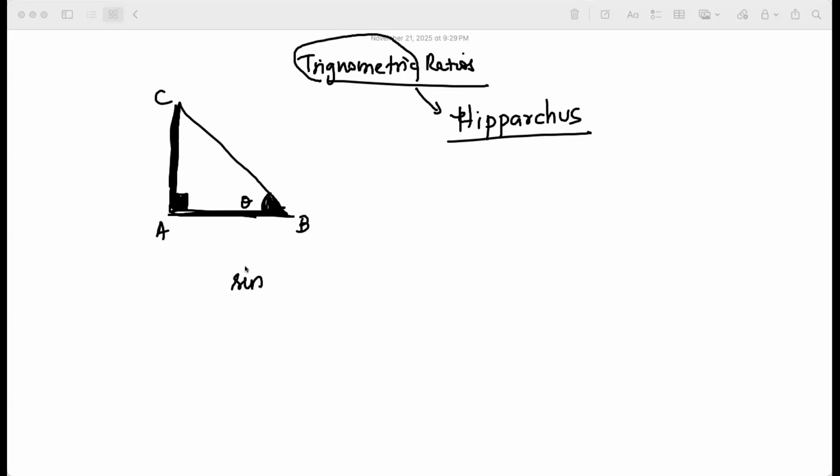Sine. These are functions. Just like y equal to x plus 3 is a function, a linear function, and y equal to x square is a quadratic function, like that, he discovered the sine function. The sine function of this angle theta is equal to the opposite side by the hypotenuse.